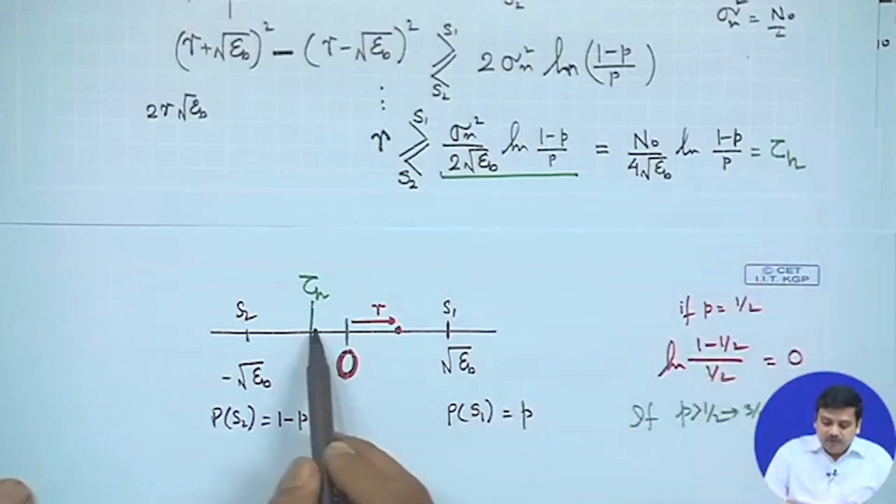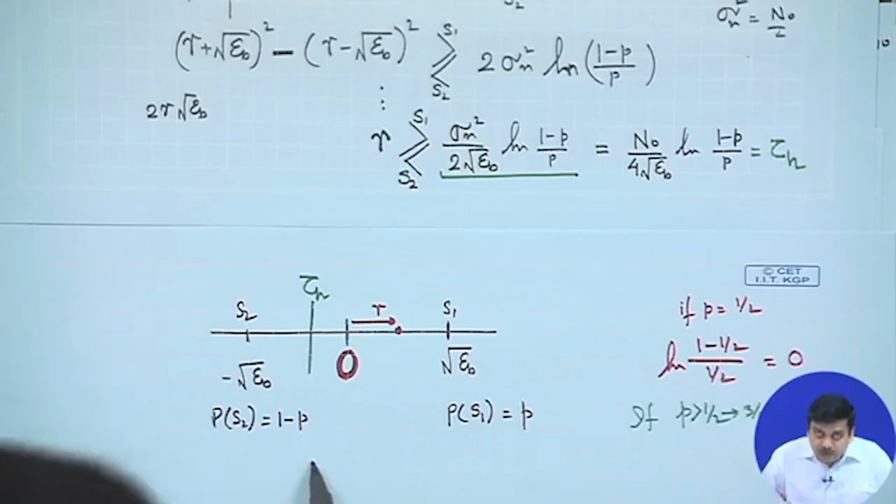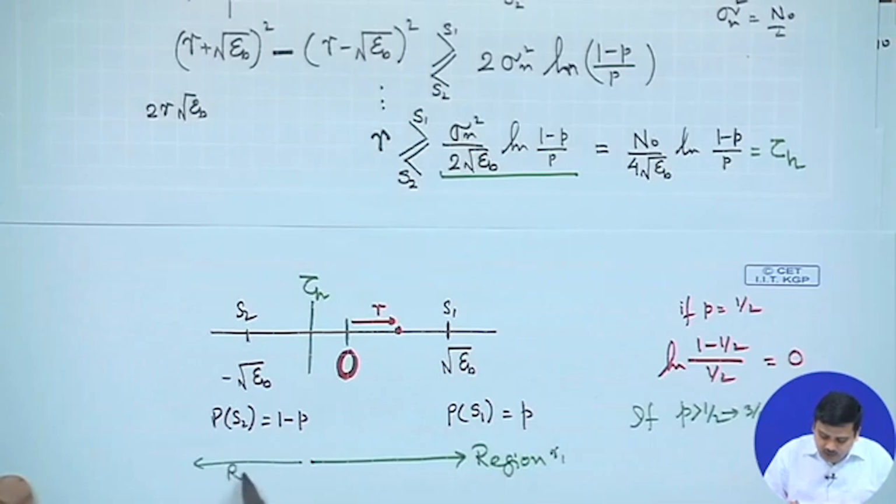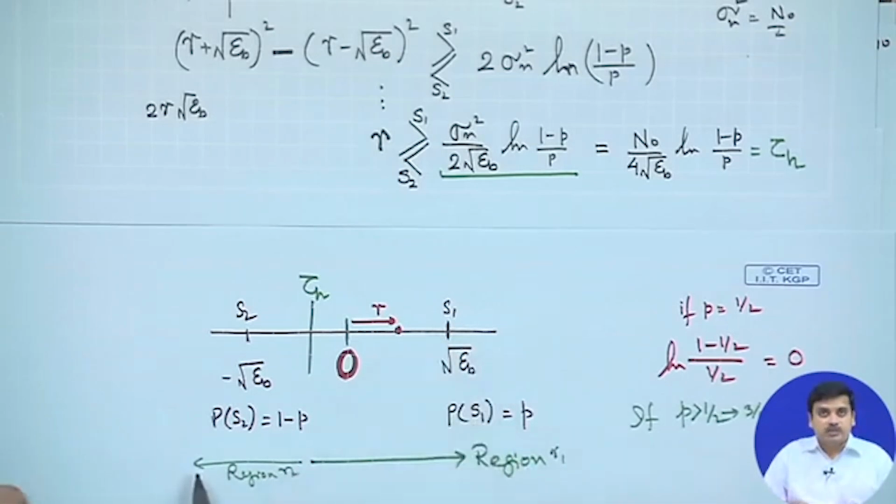You are going to compare R with that TH and then you are going to make a choice as to which particular signal was sent, and we would call this region R1, let us say, and we will call this region, let us say, region R2. So, if R falls in the region R1, we would say S1 is sent. If it falls in the region R2, we would say S2 has been sent.